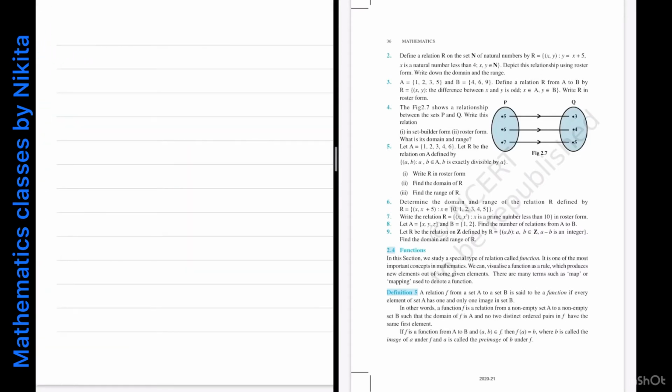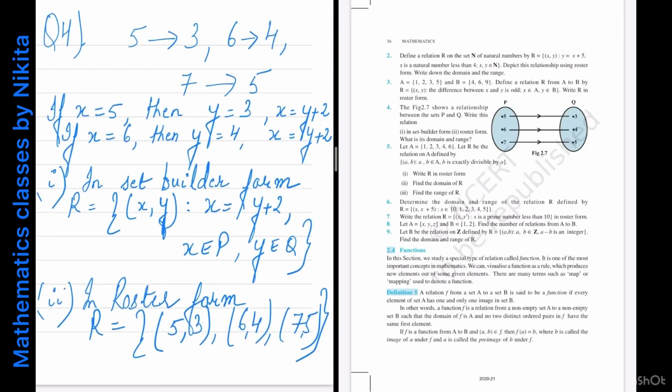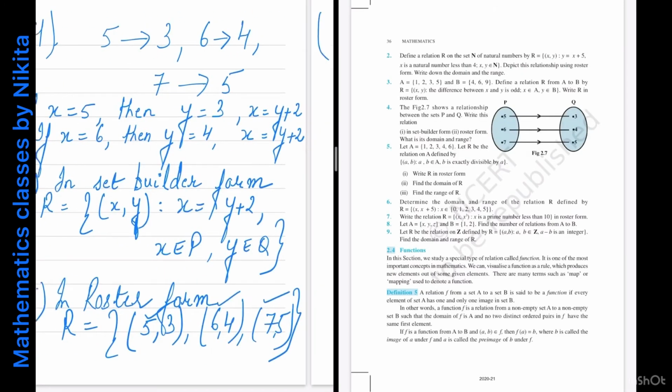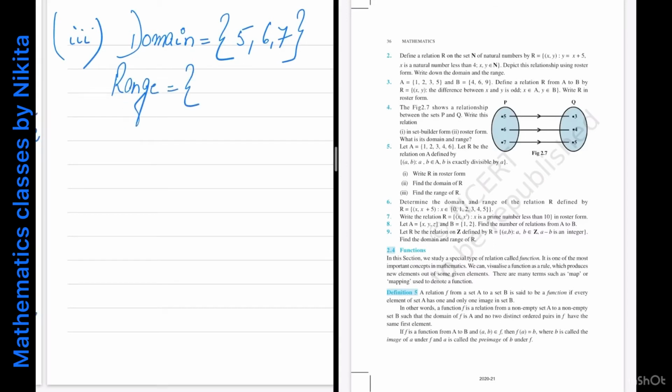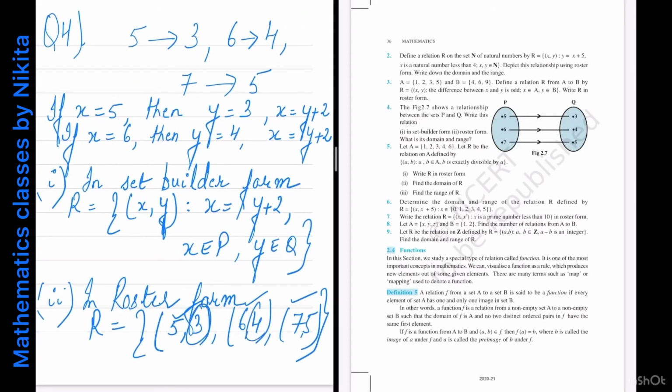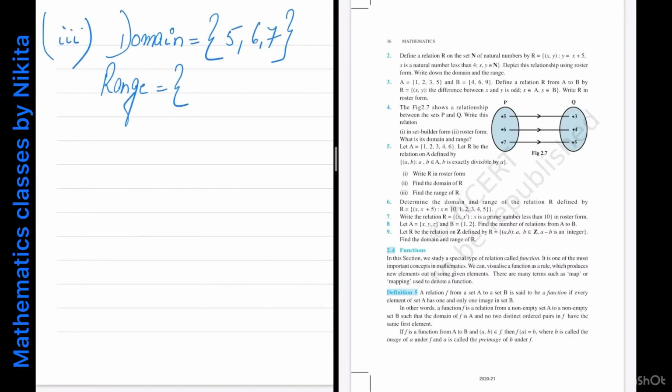Now next you have to find the domain and the range. So in the last part, domain is nothing but the set of all first elements. So you can see we will have 5, we will have 6 and we will have 7. So 5, 6 and 7 will be there in the domain, and range will be the set of all second elements from the relation R. So you will have 3, you will have 4 and you will have 5. So 3 comma 4 comma 5. So this is your question number 4.